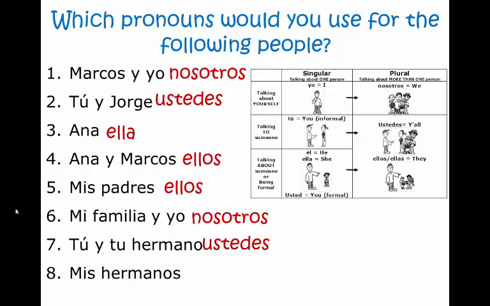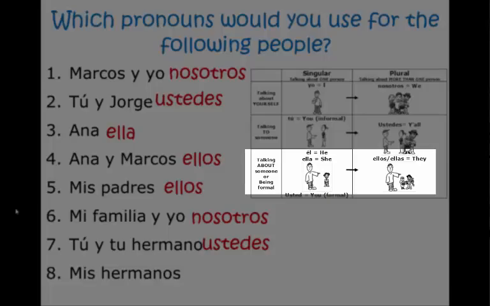And finally, number 8, mis hermanos, tells us that I'm talking about my siblings. These are either my brothers or my brothers and sisters. But the S tells us that it's plural. So we're talking about them, bringing us to our 3rd row. And since it's more than one, those S's at the end of the words, mis and hermanos, tell us that it is plural. So we'll move across to the plural side, making it ellos.